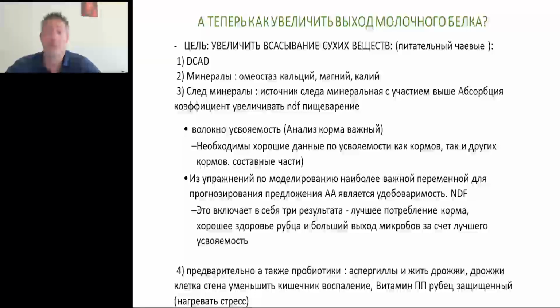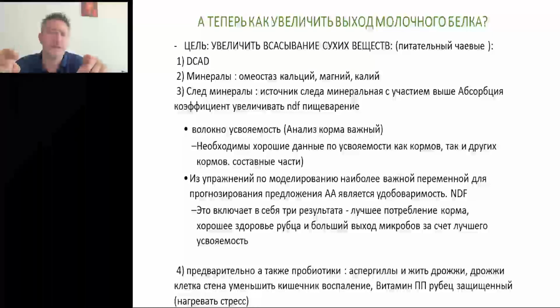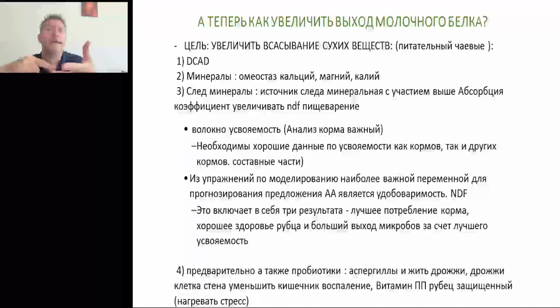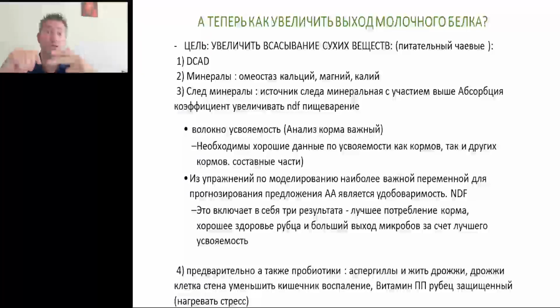Considering minerals, so homeostasis of calcium, magnesium and potassium. Trace minerals are a very important topic because not all the sources of trace minerals like zinc, manganese and copper are the same. They have different coefficients of absorption. The oxide forms are the less absorbable. Then we have sulfates, which are more absorbable. Chelates and glycinates are much more absorbable compared with sulfates and oxides.